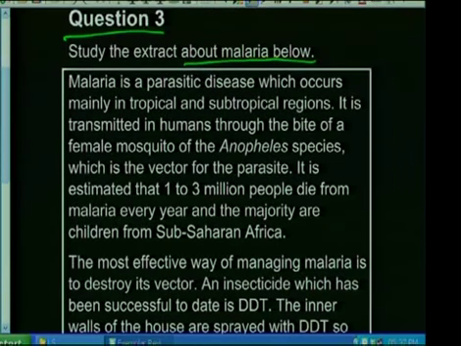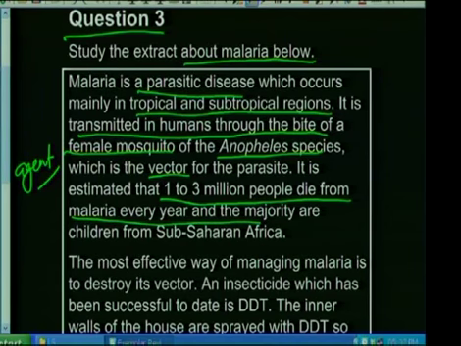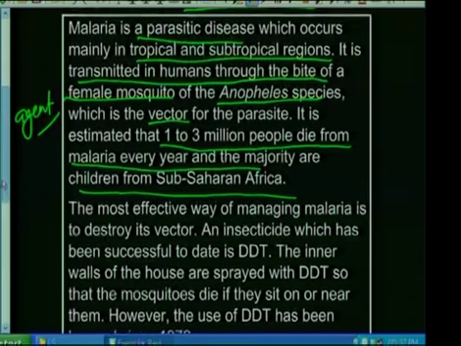Malaria is a parasitic disease which occurs mainly in tropical and subtropical regions, very moist areas especially, and hot. It is transmitted in humans through the bite of a female mosquito, the Anopheles species, which is the vector. Vector means the agent that carries this particular parasite. It is estimated that 1 to 3 million people die from malaria every year, and the majority are children from sub-Saharan Africa. That's where you and I live.